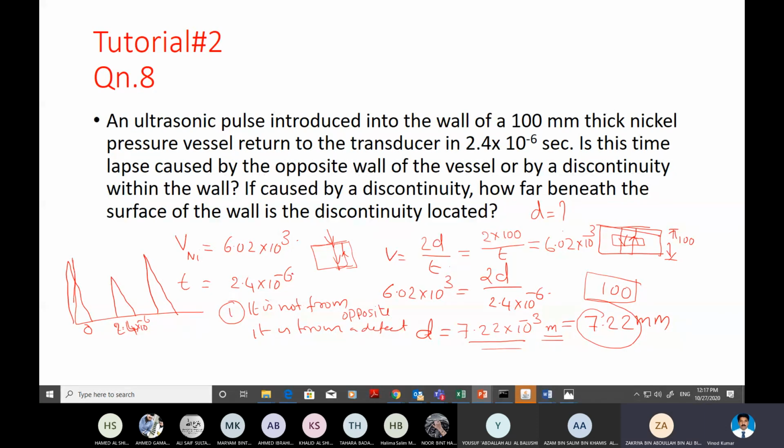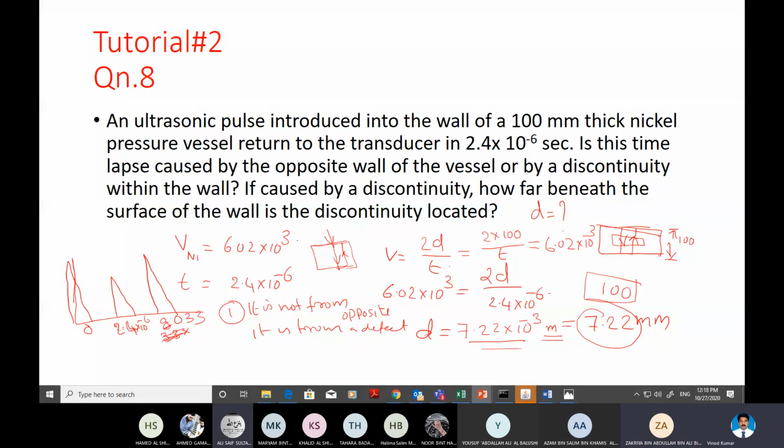Anybody? 33. Yes. If you write in 3.33, how much will it be? Okay, 0.33 times 10 to the power minus 5, just 0.033. 0.033, doctor. Okay, 0.33. You have used 10 to the power 3 here, right?